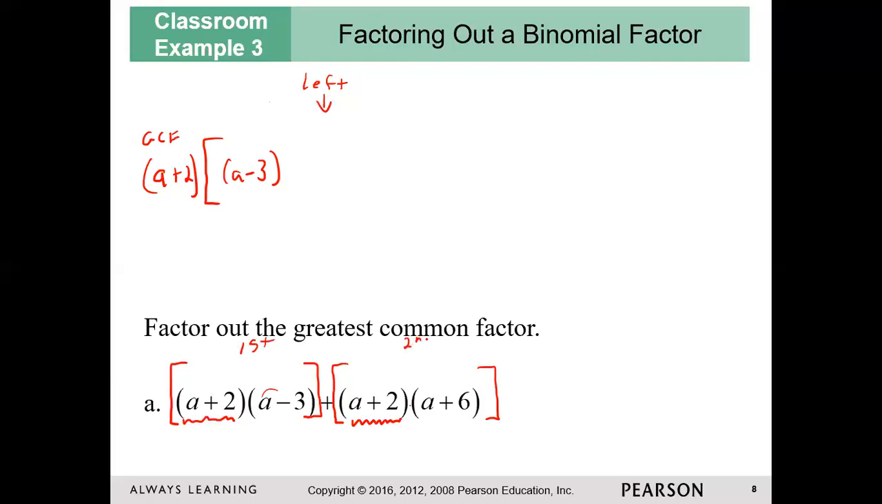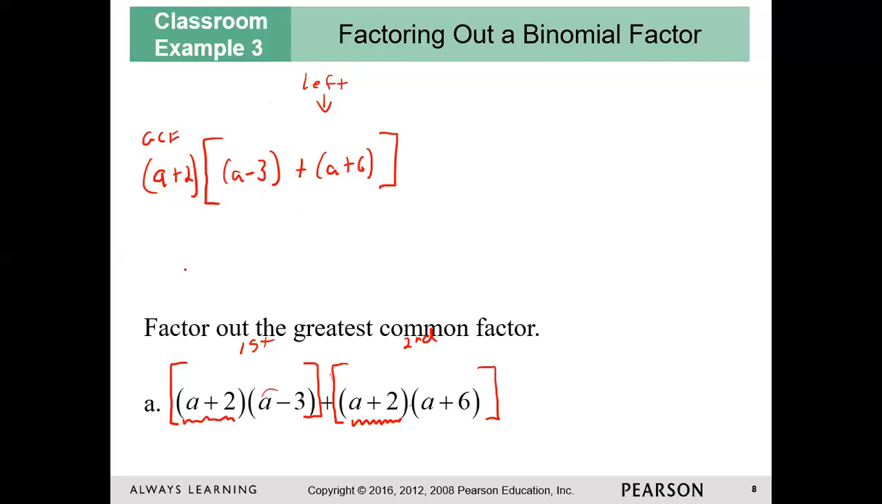And now we've got to move on to the second term. So it's a plus because the plus is here. And then when you take the a plus 2 out from the second term, you are left with this a plus 6. And believe it or not, this is done. Yes, you can go ahead and combine like terms if you wanted to, but we are just simply factoring out the GCF so we can complete this problem at this step.